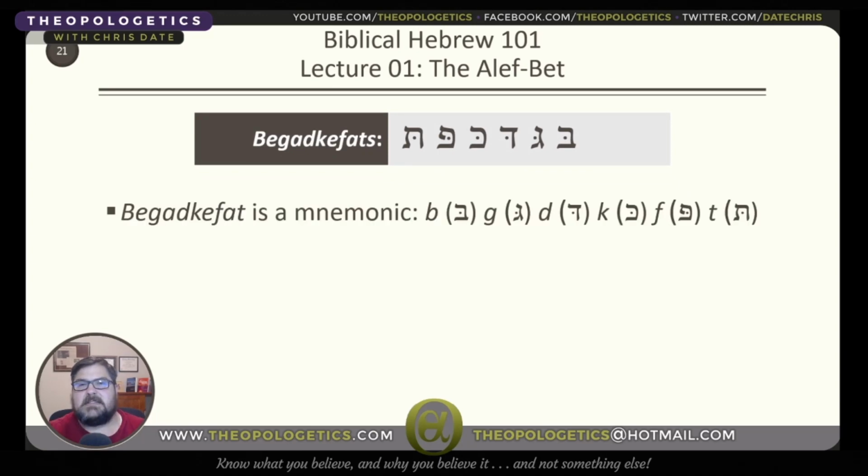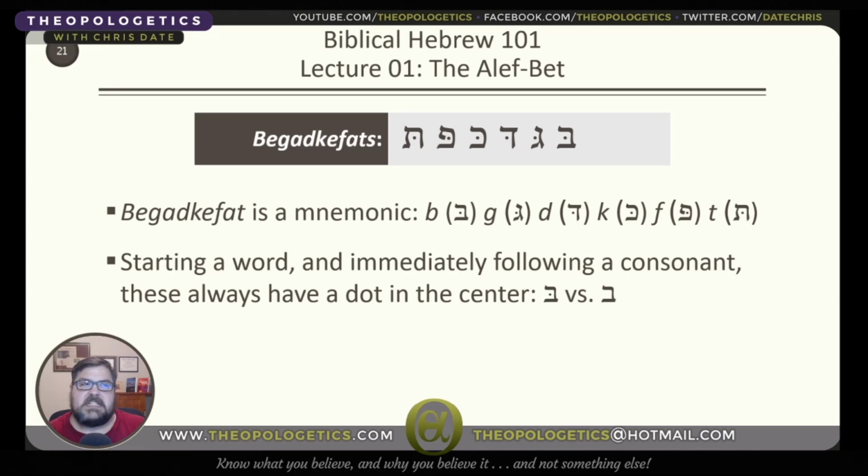Begad Kefat is a mnemonic. It's a memory device where each of the consonants in the device, B, G, D, K, F, and T, correspond to Hebrew consonants that start with that sound, and then the vowels in between are just meant to smooth it out into a memorable mnemonic.